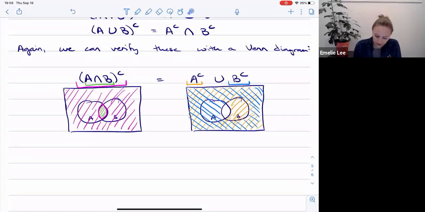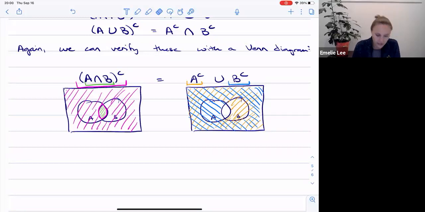So if it can be in either orange or blue, the only area that wasn't shaded was this middle area, this overlapping area. And so that's the area that we extract. But notice that if we wanted to, we could, wait, undo. We could go like this, and they would look the same.